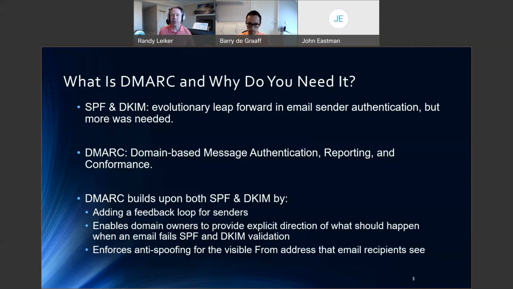DMARC does not seek to reinvent what SPF and DKIM already accomplish, but rather builds upon these two standards. This included introducing a feedback loop for senders so as to provide visibility into how mail servers were handling email deliveries to recipients, along with providing domain name owners with a reliable means to explicitly provide direction on what should happen when SPF and DKIM validation fails for an email. DMARC also closes an additional security loophole related to spoofing attacks on the visible from address that recipients see when reading an email.